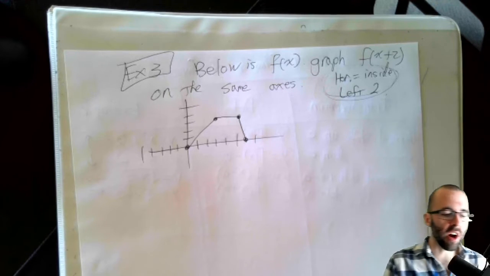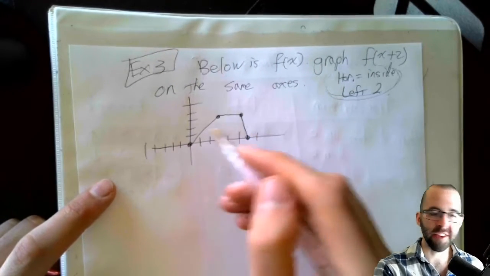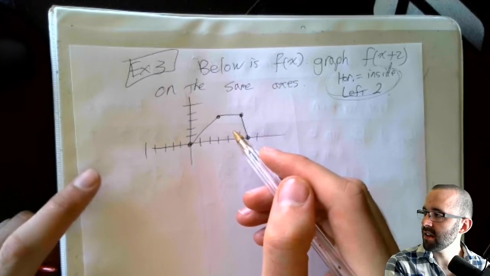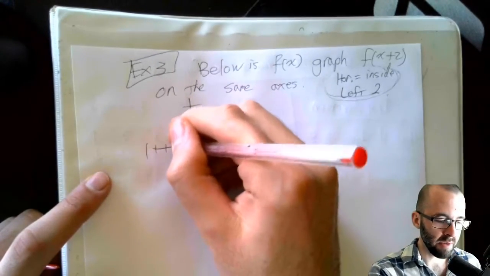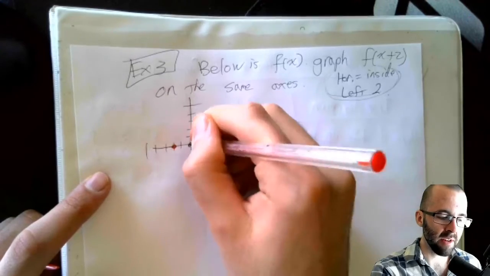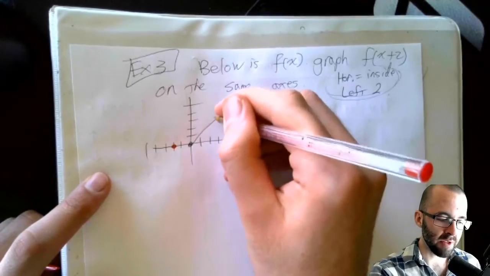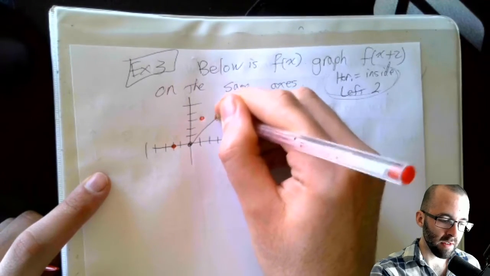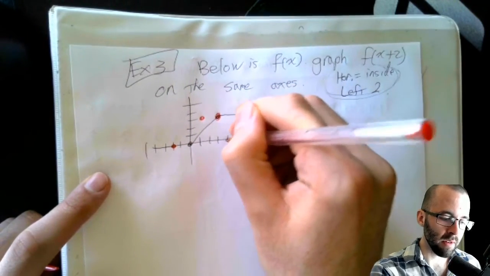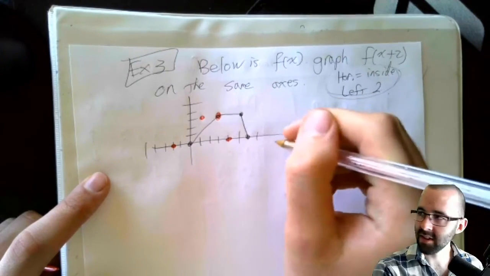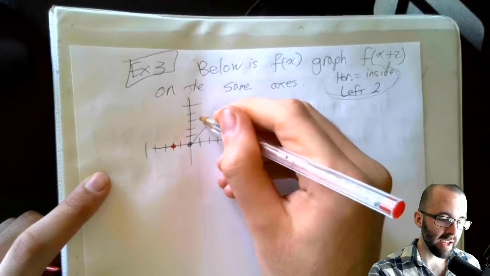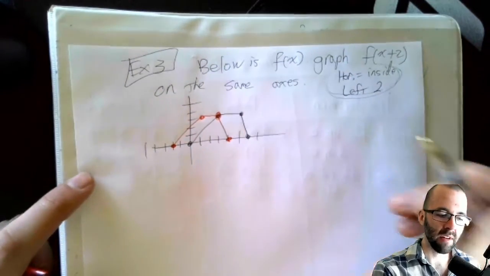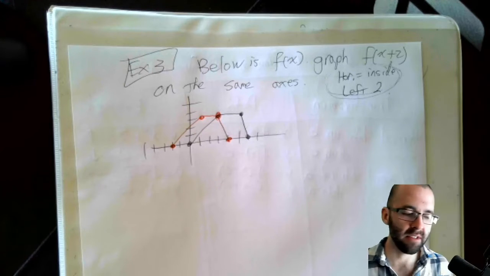So now we just take all of these points and we shift this whole graph 2 units to the left. So 2 units to the left is right there. This one goes 2 over. 2 over. 2 over. Sound effects are important. All right. And then again, it's still going to have the same shape. It's just shifted a little bit. So the red graph is our answer.